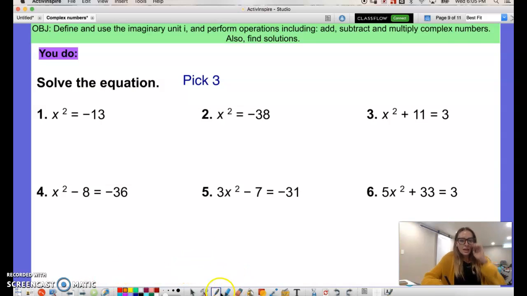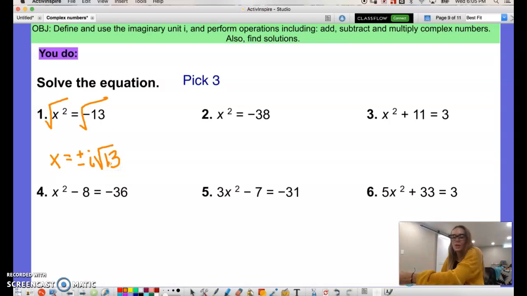Okay, so go ahead and pick 3 of these. I'm going to walk you through 2 of them, and then I'll pause and show you the answers for the other 4. So I'm going to choose a couple harder ones, actually. So this one, we just need to get this x by itself, right? That's our goal. So we'll have to square root both sides. And 13 is a prime number, so we actually get plus or minus i root 13. And that is our final answer.